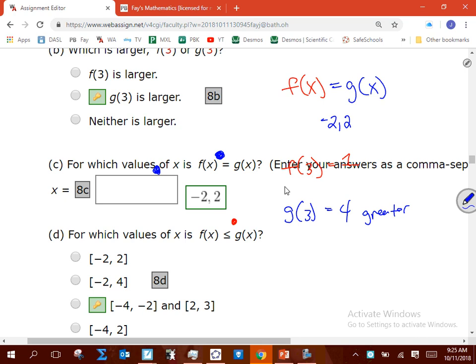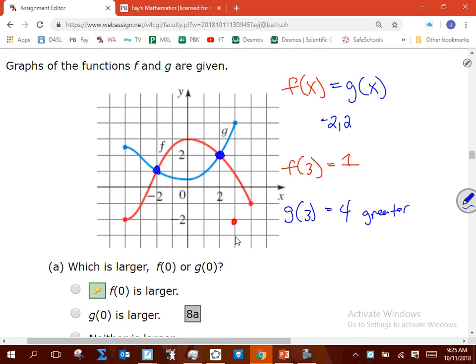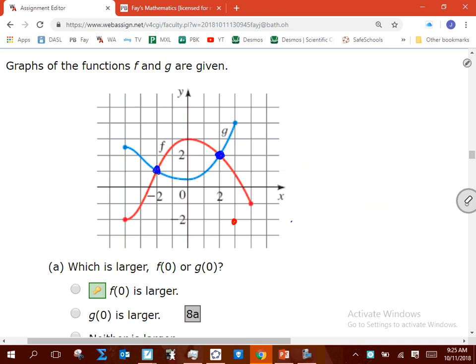They want to know when is f of x less than or equal to g of x. So these are kind of staggered questions. When is f of x less than or equal to g of x? Well, if I already know where they're equal, everywhere else they're unequal. Does that make sense to everybody?